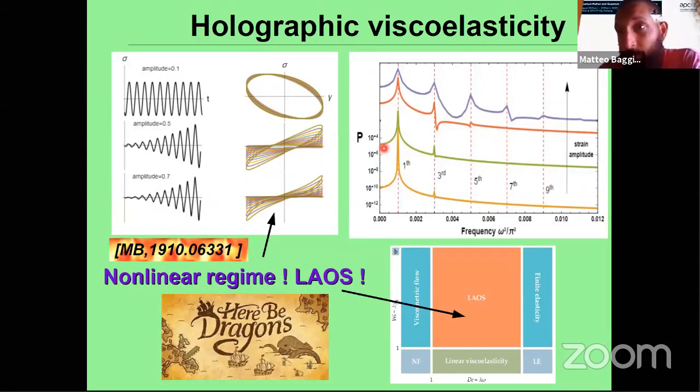And this is what we get when we do one step more. So one step more is the following. What we are doing here is basically plotting the stress as a function of the strain. These kinds of plots are called Lissajous figures. And what you can see here is the following.